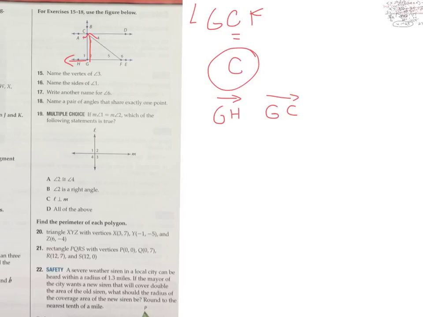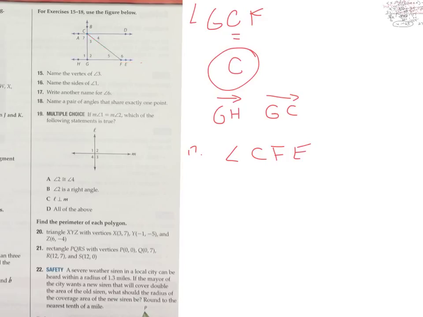All right, let's look at number 17. Number 17 says, write another name for angle 6. Well, let's go ahead and erase this over here and look for angle 6. Here's angle 6, this angle right here. Okay, so we start up here. We got a C, an F, and an E. So angle 6 could be written angle CFE. Let's go ahead and do number 18. Just go ahead and finish this off over here.